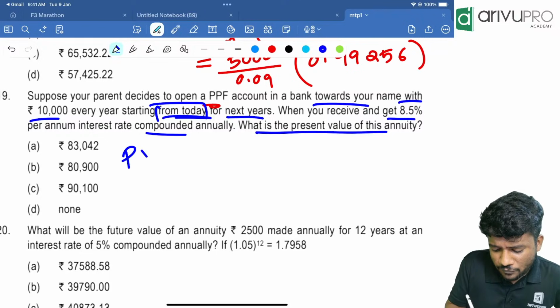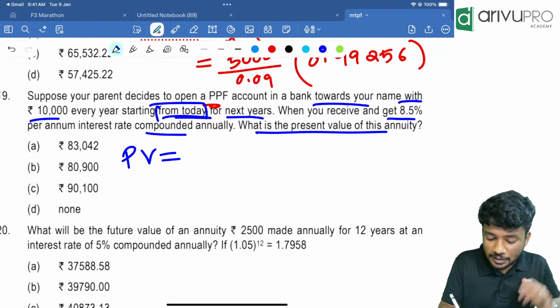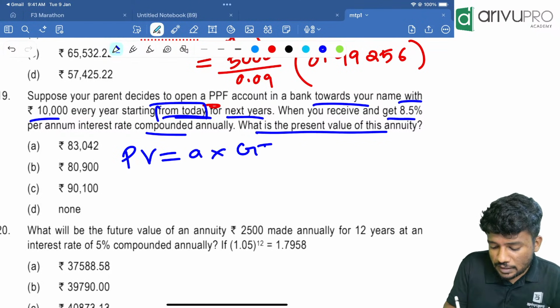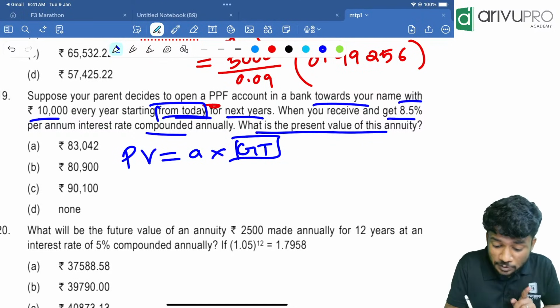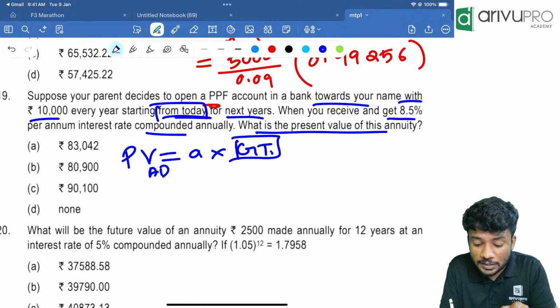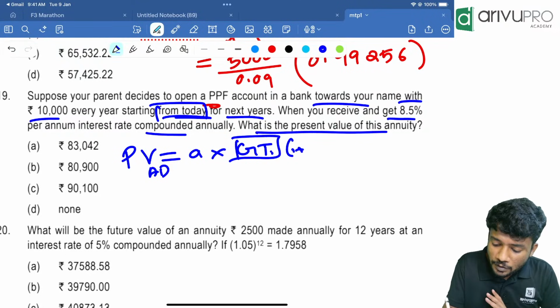The easiest way to find present value is you can use your GT method on your calculator, the GT button. So present value is nothing but the A into GT factor. Now one important thing is there: since it is present value of annuity due, you need to multiply this GT factor with the 1 plus I. Correct? Yes. Now take your calculator.